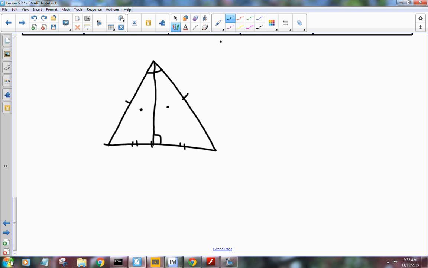Your perpendicular bisector normally doesn't even have to come from a vertex. In this case, it did, okay, but it doesn't always have to, okay? It just has to be perpendicular and go to the midpoint. All right, are there any questions?